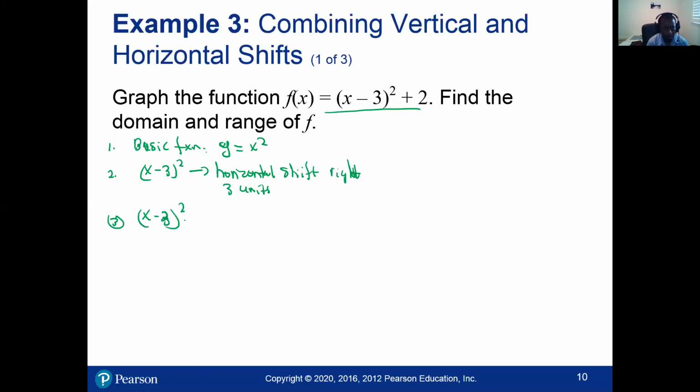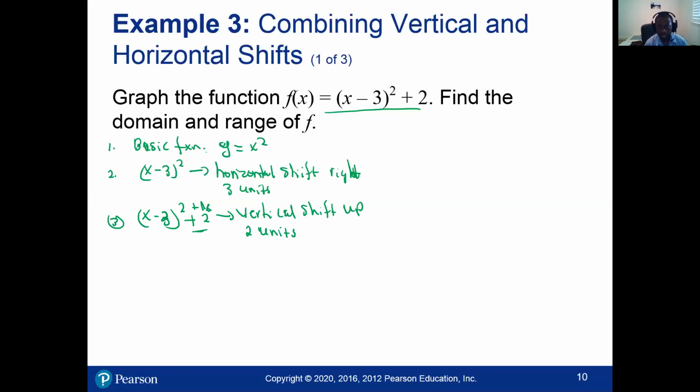And then step 3 is that we have for x minus 3 all squared plus what? Plus 2. This is a vertical shift because of its plus 2. That's a plus what? Plus k, remember? So that's going to go up. So the vertical shift, this is up. How many units? 2 units. Okay. So this problem combines the what? The vertical and the horizontal shifts.